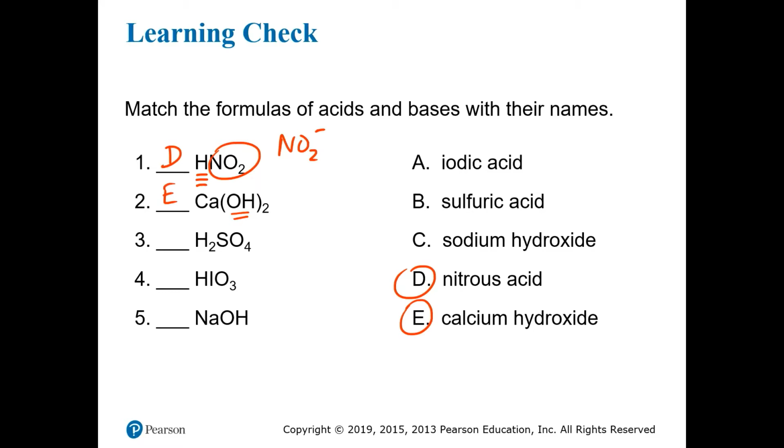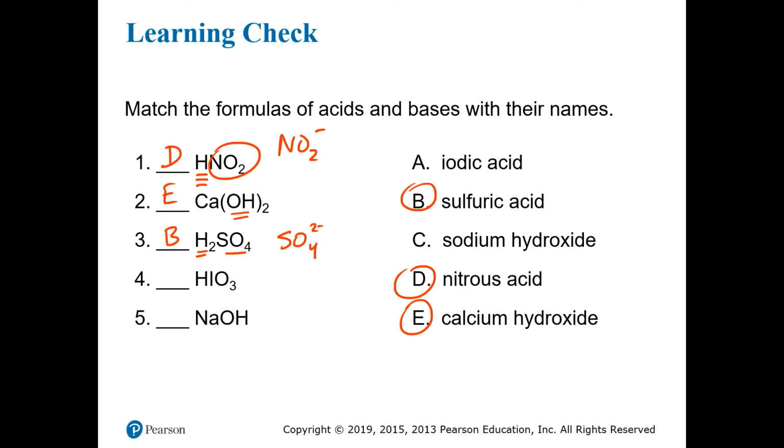The third example is H2SO4. Here we have, again, hydrogens at the beginning, and then a polyatomic ion at the end, SO4. This is the ion SO4 2-, which is actually called sulfate. And so this is sulfuric acid, B.